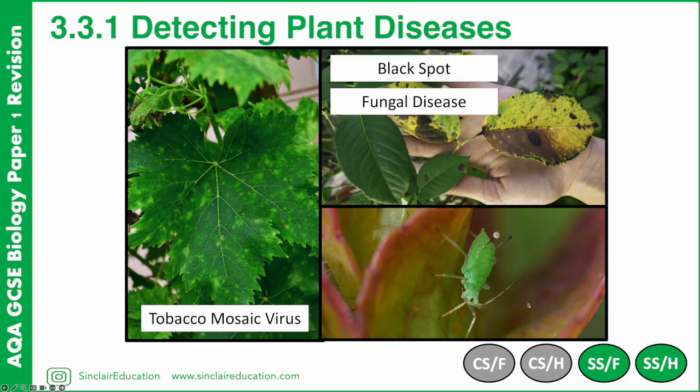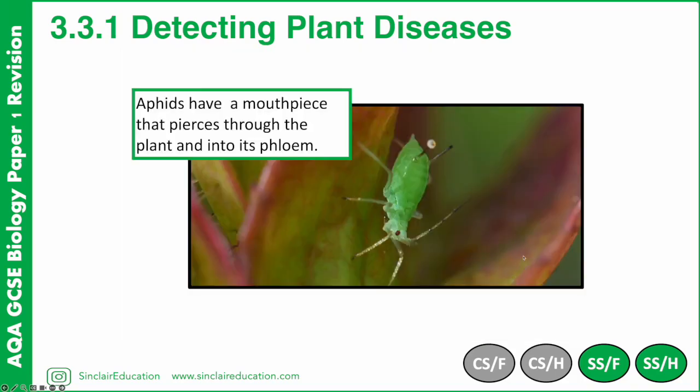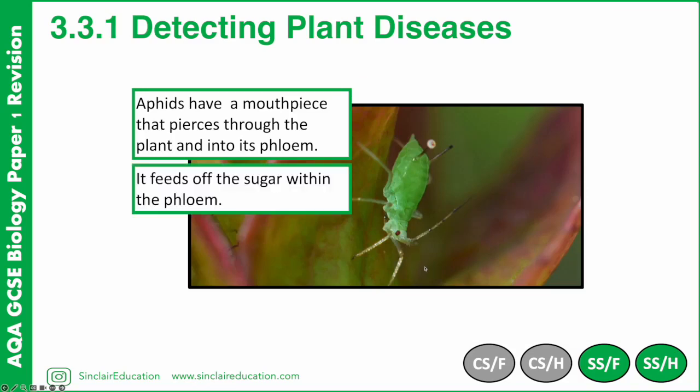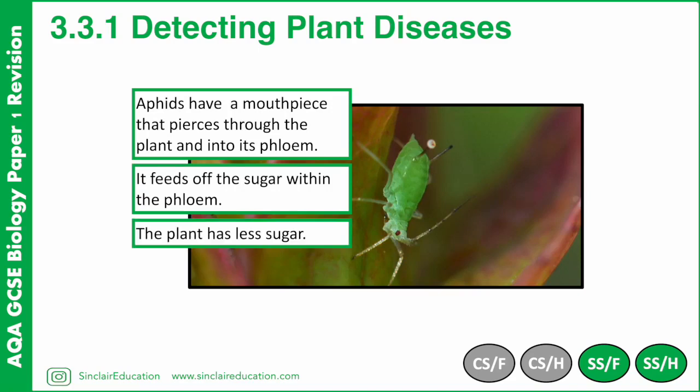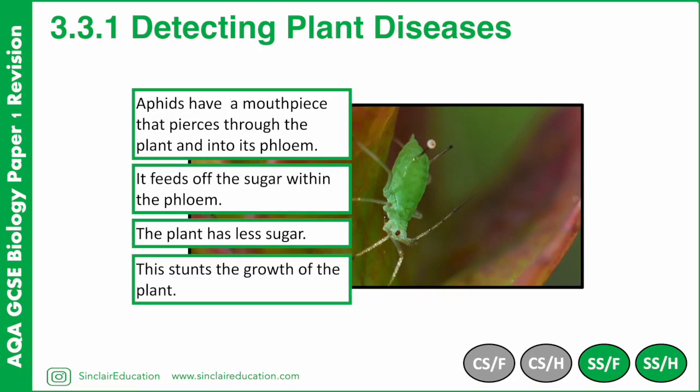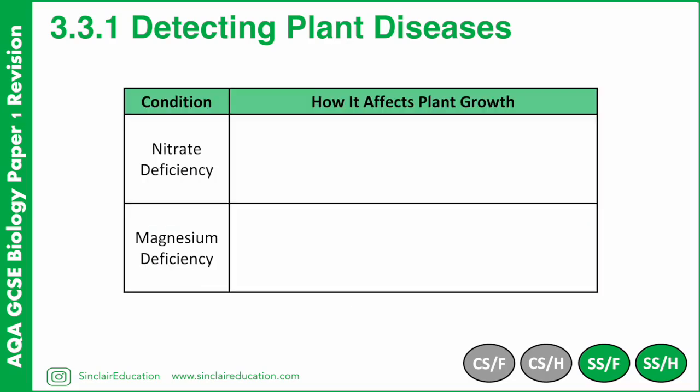With aphid infections, these aphids have a mouthpiece that's able to pierce into the phloem of the plant, and they'll feed off the sugar within. Now with less glucose, we're going to have less respiration and less energy, and we'll also be able to make fewer amino acids, therefore we can't make as much protein. We will see stunted growth of that plant.